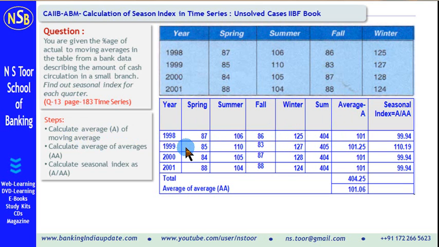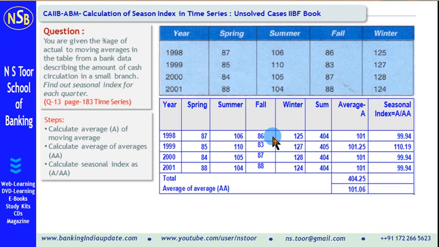For 1999, again we shall add these 4. This is the total, divide by 4. So this is the average for year 1999. In the same manner, we shall calculate the averages. Now we get 4 averages for 4 different years.